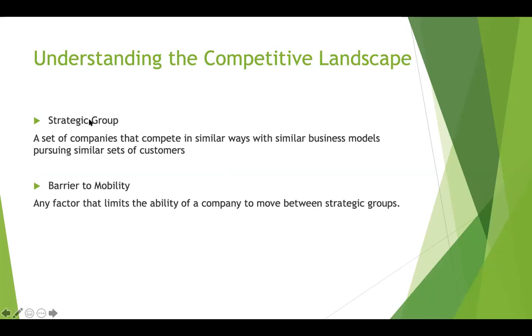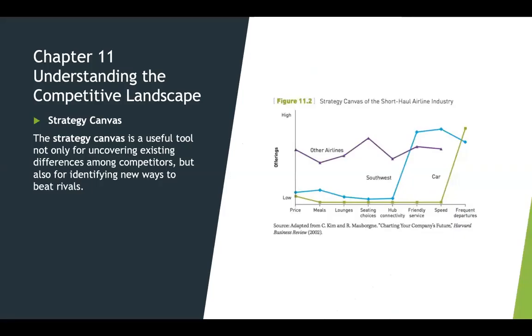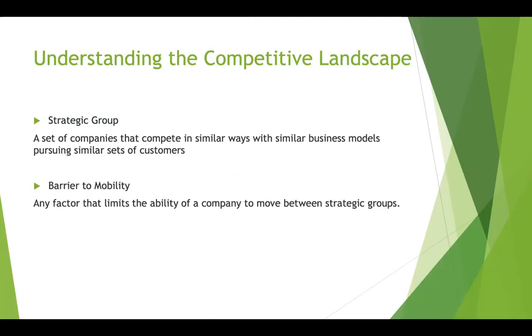First, understanding the competitive landscape. You need to know three concepts here. The first one is strategic group. That means competitors using similar business models and pursuing similar sets of customers. For example, we can put Honda and Toyota in the same strategic group because they are competitors pursuing the same group of customers.